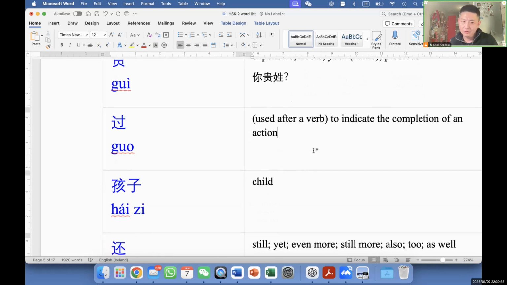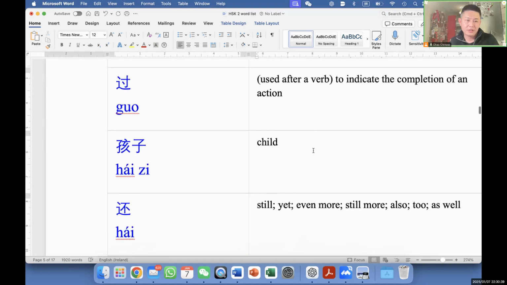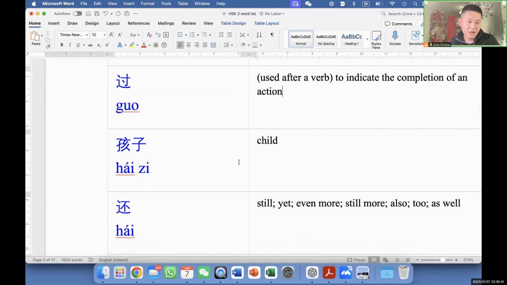孩子 is child. 你的孩子, your child. 孩 is child too. 子, we see that a lot, usually in a noun. It doesn't really mean anything. It's just there. It's like of something. I would translate that into of something. 孩 is child. Girl would be 女孩, a female child, or 男孩, a male child.